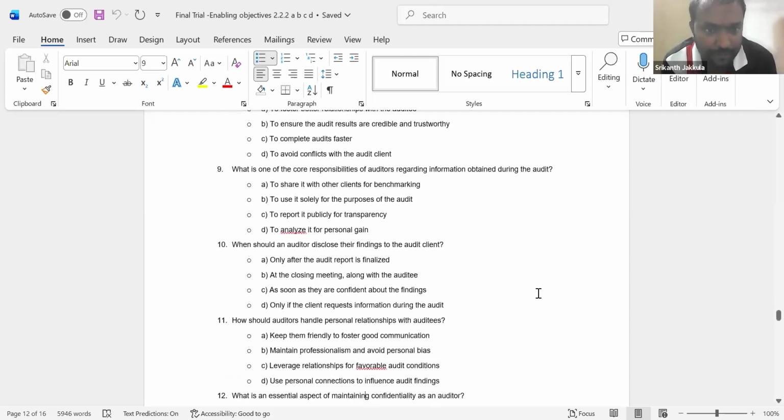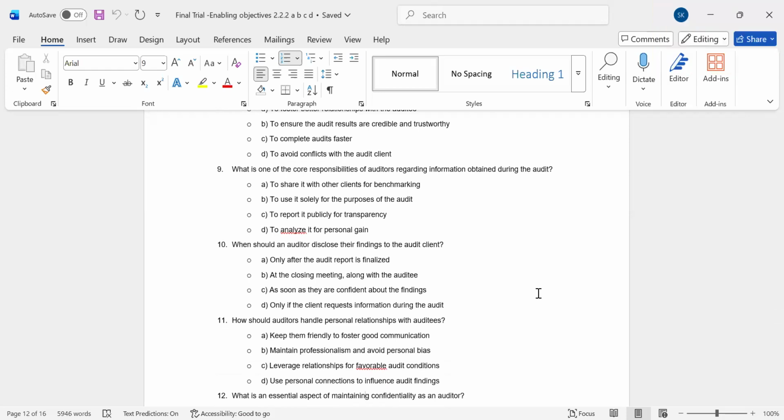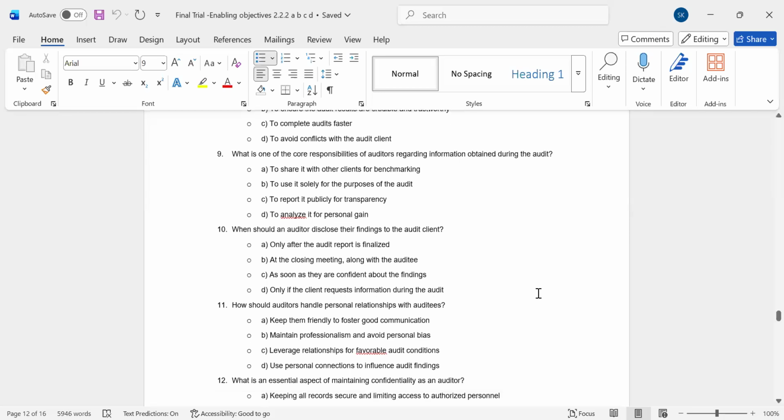Tenth one, sir. When should an auditor disclose their findings to the audit client? A. Only after the audit report is finalized. B. At the closing meeting along with the auditee. C. As soon as they are confident about the findings. D. Only if the client requests information during the audit. The answer is B, at the closing meeting. Right. Okay, thank you, Srikanth.